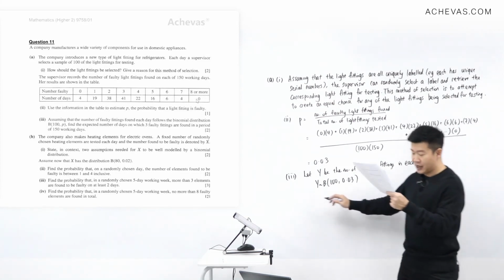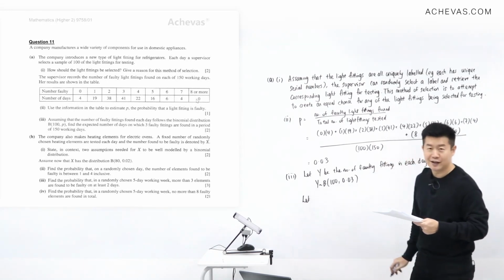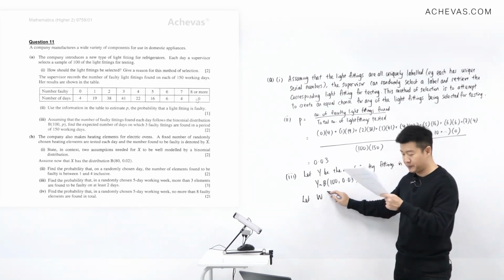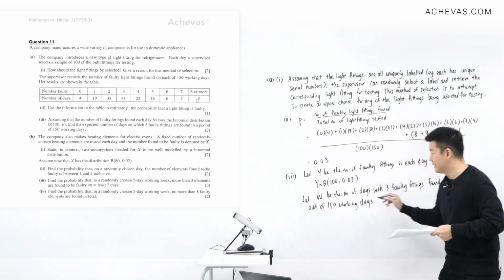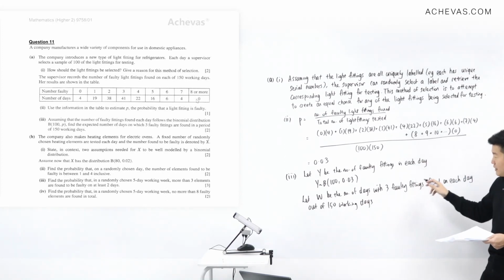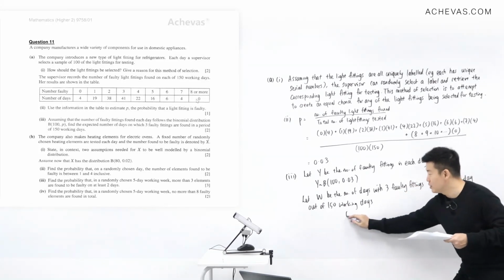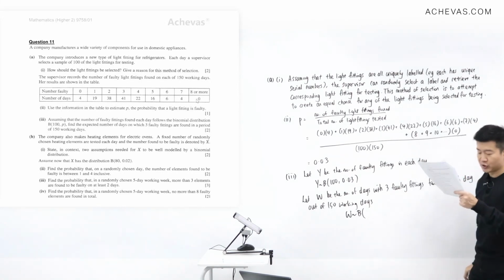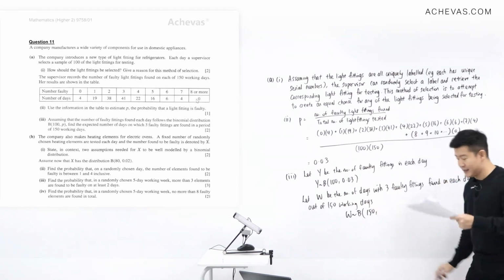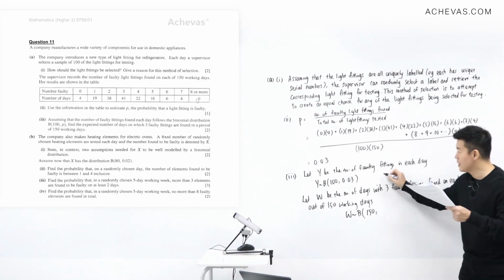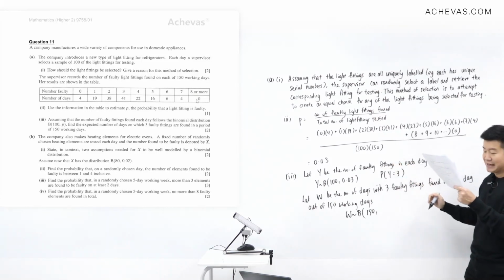What is the expected number of days that we are going to get 3 faulty fittings in a day out of these 150 days? So I am going to define yet another random variable, W. I am letting W be the number of days with 3 faulty fittings found out of the 150 working days. So W here will also follow a binomial distribution. Out of the 150 working days, the probability of a day having 3 faulty light fittings is the probability of Y equal to 3 in a day.